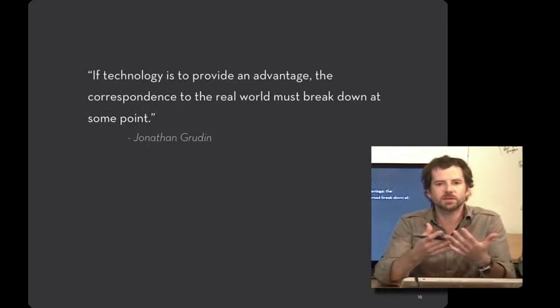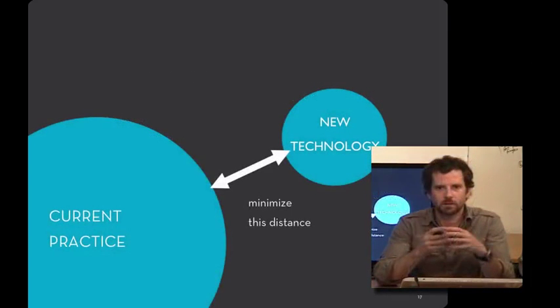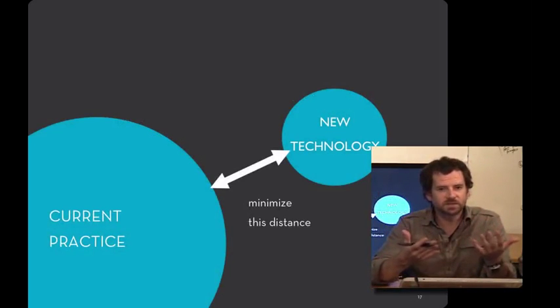Well, here's the challenge. The reason that we have technology and software as opposed to the real world that we used to have is that we want to be able to do something new. So the reason that we have a digital slider as opposed to a physical slider is that at least somewhere in the system there's some kind of new functionality being offered. And so as Jonathan Gruden points out, if technology is providing an advantage, if there is this new functionality, at some point the correspondence to the real world has to break down. So this gap between the new technology and the current practice is necessarily going to be there. But your goal as a designer is to minimize this distance as much as possible.